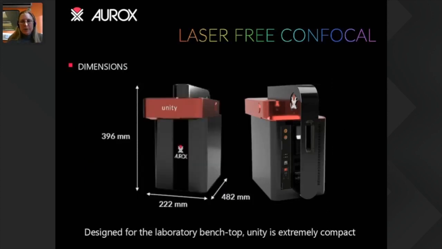Okay. Now, the beauty of this instrument is that it's got all that technology packed inside, and this is why it's taken us so long to develop it. It's really small. It's only about 396 millimeters high, so 40 centimeters high, and 22 centimeters wide. It's really, really tiny. It's designed to sit on your laboratory benchtop or in the corner of your core facility and do all your routine confocal work. It's very good for getting very fast imaging, but also really great quality.